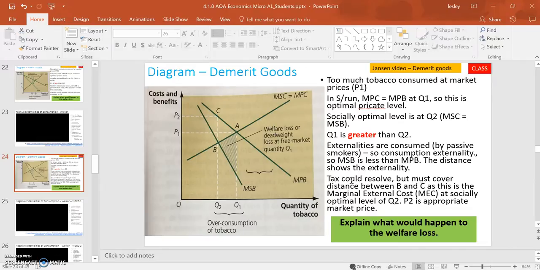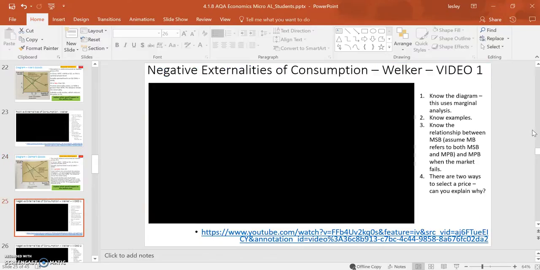There are some solutions here that you could try and consider. We're looking at taxing, perhaps. But I would again urge you to go straight to Welker's videos here. And again, look at the diagrams, know the examples, know the analysis chain that he goes with. And he also says about two ways to select a price, which you might have noticed on these diagrams here. So I'll let you watch that, and you can figure out where that comes from.